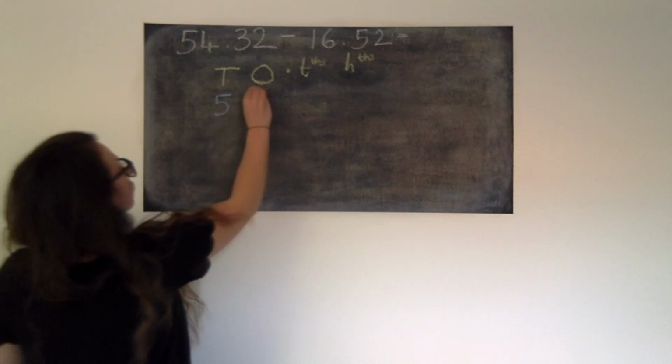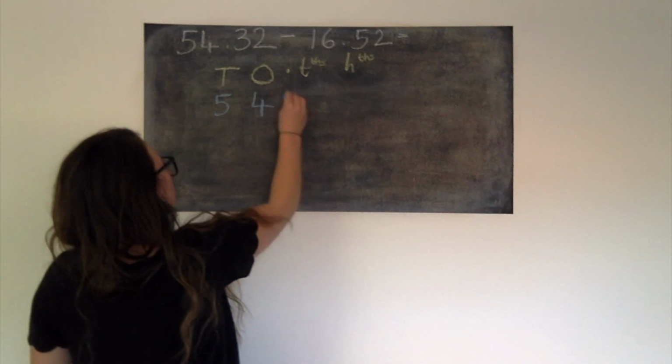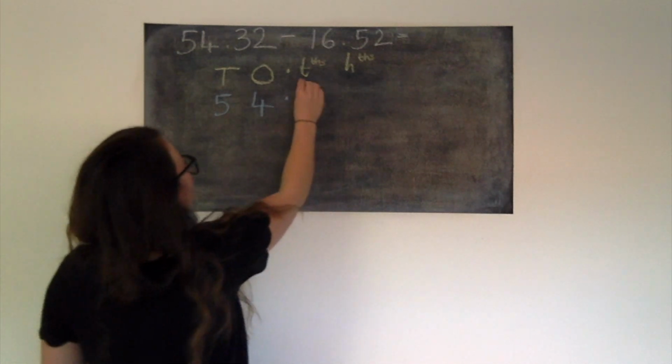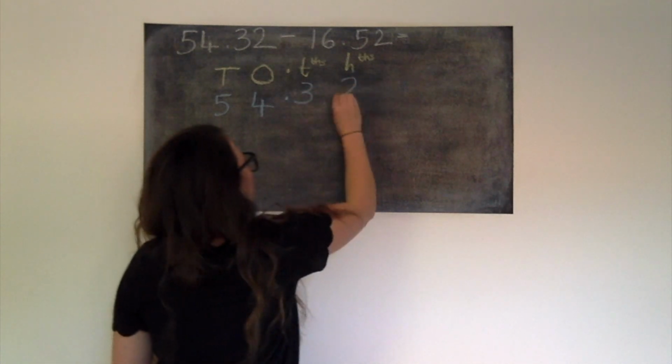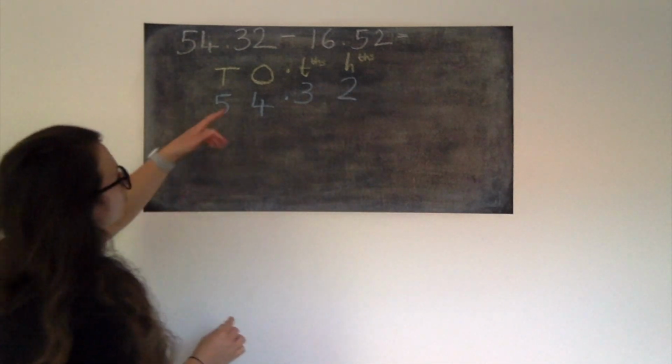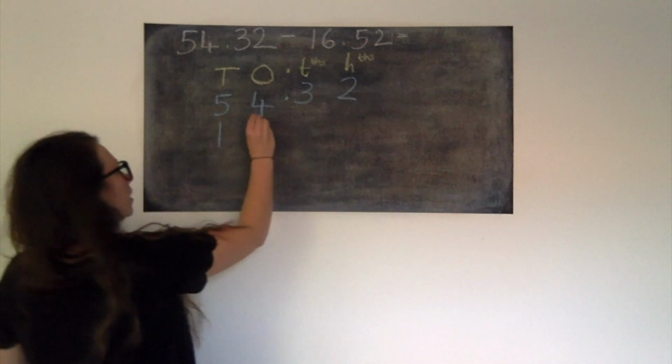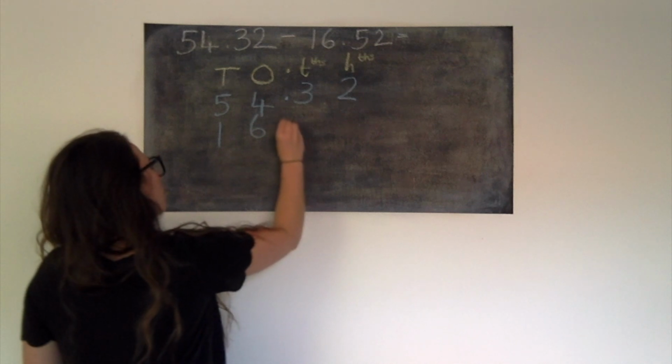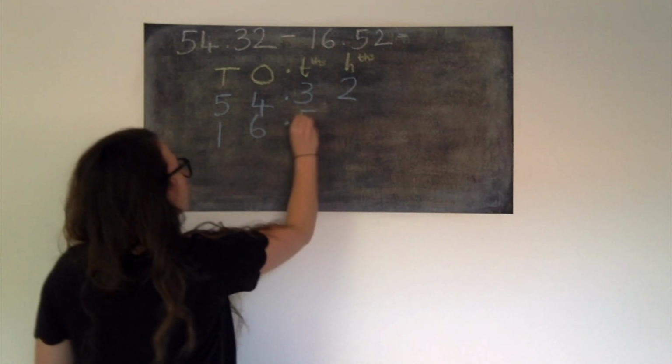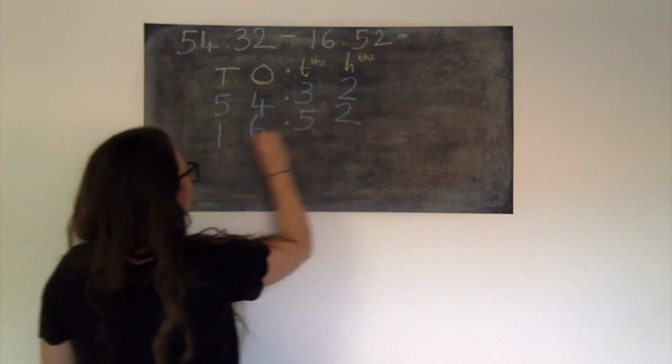So I've got 54, 5 tens, 4 ones. Decimal point must go in, 3 tenths, 2 hundredths. Now I'm going to make sure I line up my smaller number. So 16, which is 1 ten, 6 ones, decimal point, 5 tenths and 2 hundredths.